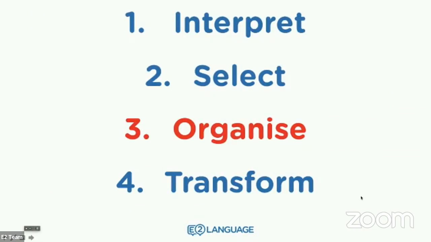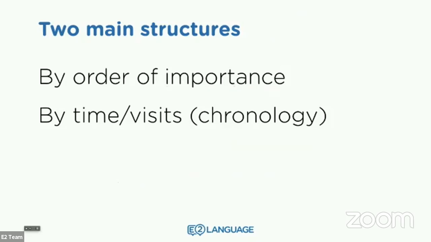Okay, this leads us to the third step of the E2 language OET writing method, which is to organize the case notes logically. There are two main structures, and we looked at this in the last live class. You can organize your writing by order of importance, or you can organize your writing by time or visit. In other words, chronologically. Let's have a look at by order of importance first to refresh your memory.